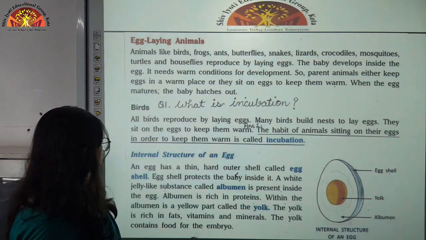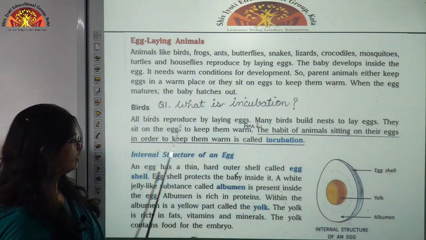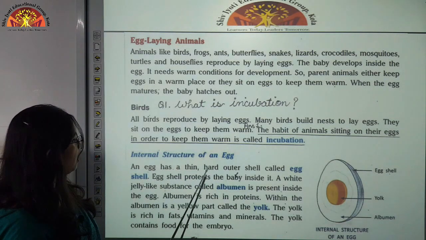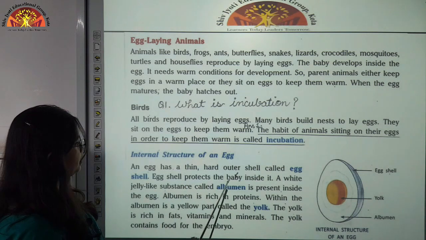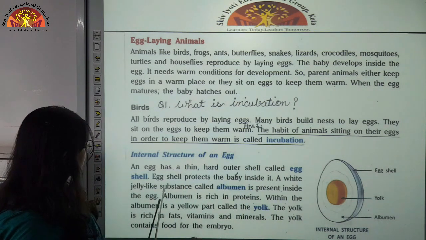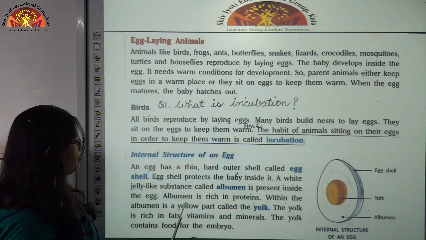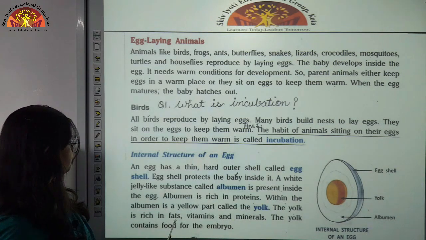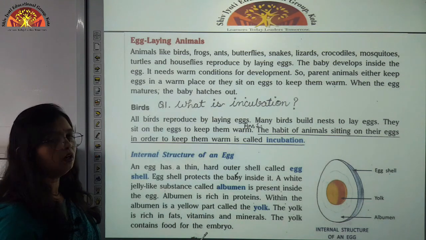So now let's move to the topic, internal structure of an egg. An egg has a thin hard outer shell called eggshell. Eggshell protects the baby inside it. A white jelly-like substance called albumin is present inside the egg. Albumin is rich in proteins. Within the albumin is a yellow part called the yolk. The yolk is rich in fats, vitamins and minerals. The yolk contains food for the embryo.